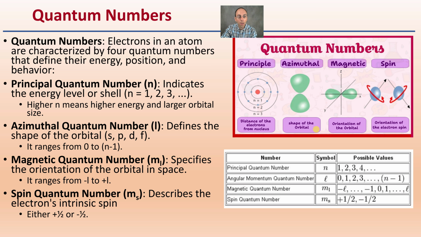Then the magnetic quantum number, m subscript l, specifies the orientation of the orbital. Is it a positive orientation or a negative orientation? And the last one, the spin quantum number, m subscript s, as the name describes, is the electron's intrinsic spin. So basically a positive or negative spin, as we can see here.